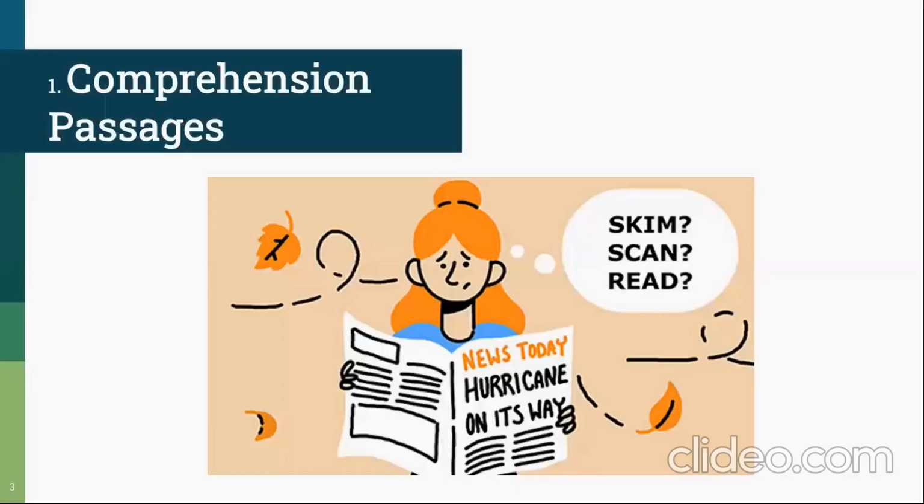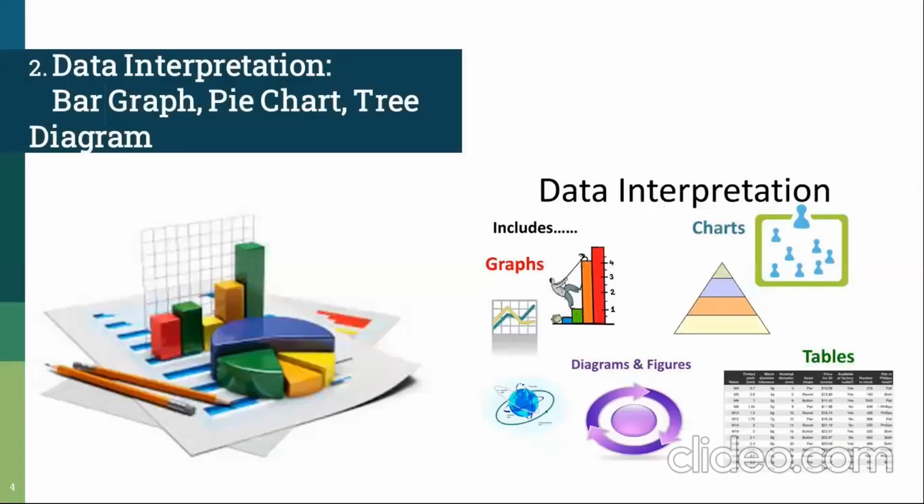Then the topic number 1 under unit 1, comprehension passages. You are going to read and comprehend the passages, and to enhance your reading skills you need to use two important techniques called skimming and scanning. Unit number 2, data interpretation. You need to interpret the data from the bar graph, pie chart, tree diagram. So that's going to develop your writing skills.